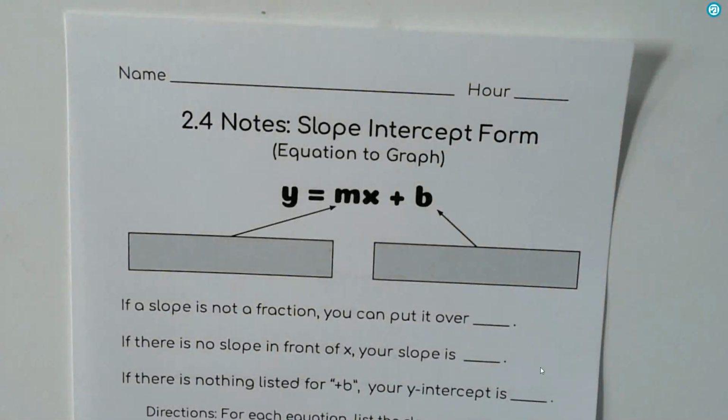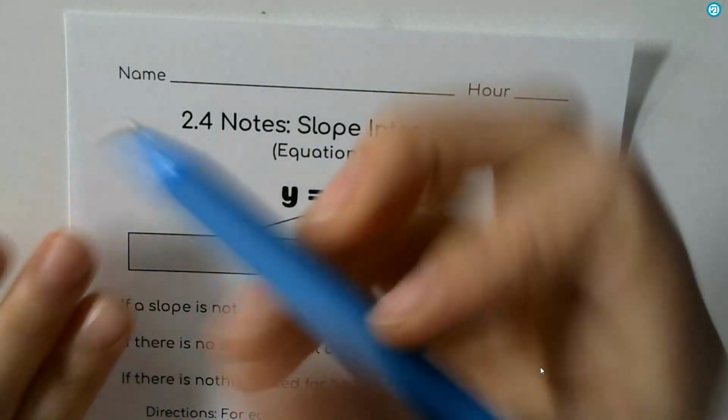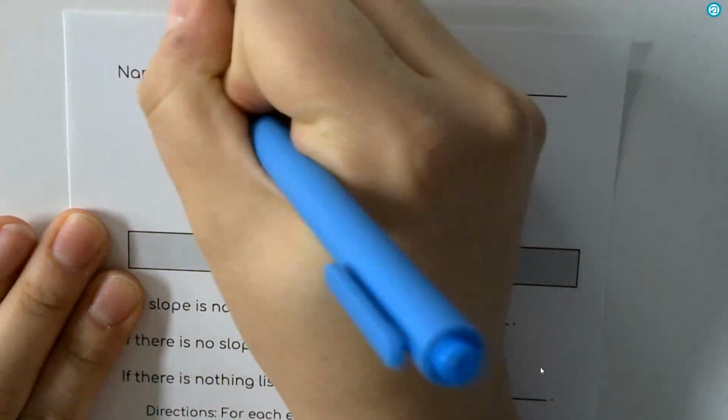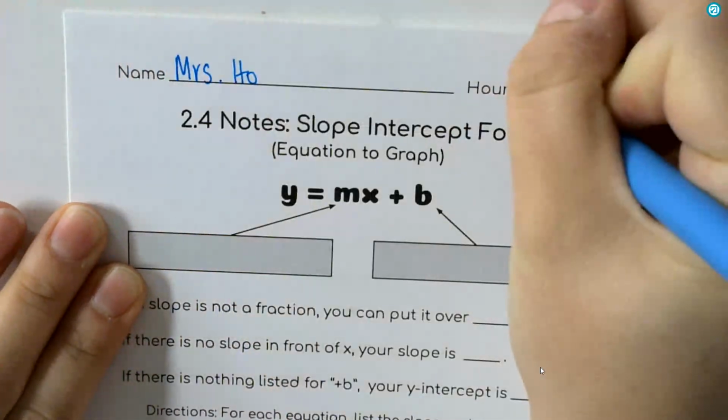We are looking at slope-intercept form today. Go ahead and put your name on here if you haven't already. It is currently first hour.